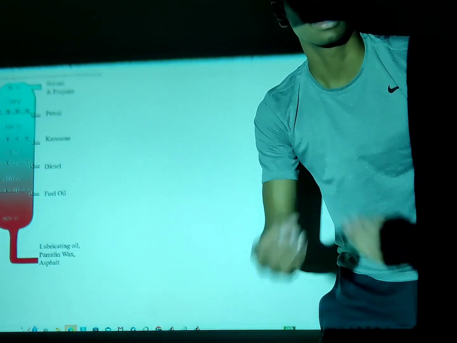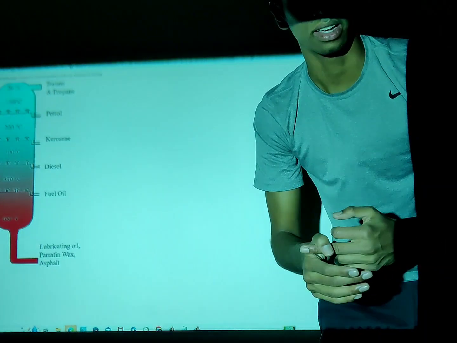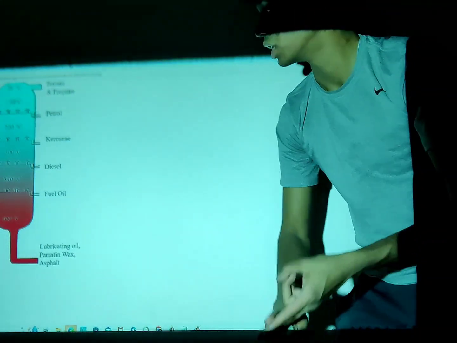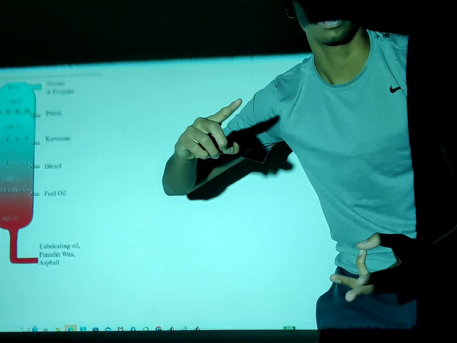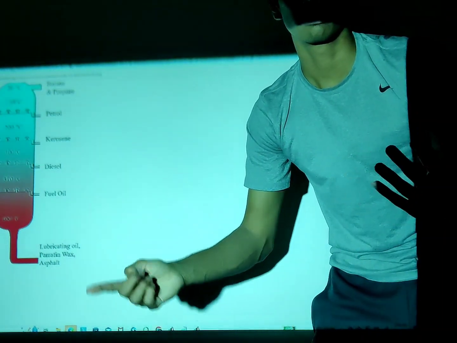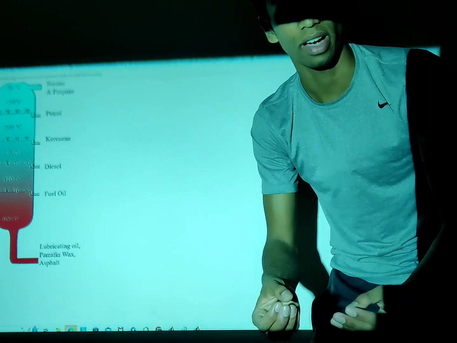So depending on the layer that you isolate by refining, you can make different products. Like there's one for diesel, one for kerosene, one for different types of fuel. There's naphtha, there's your paraffin. So you can make all different types of stuff by refining.